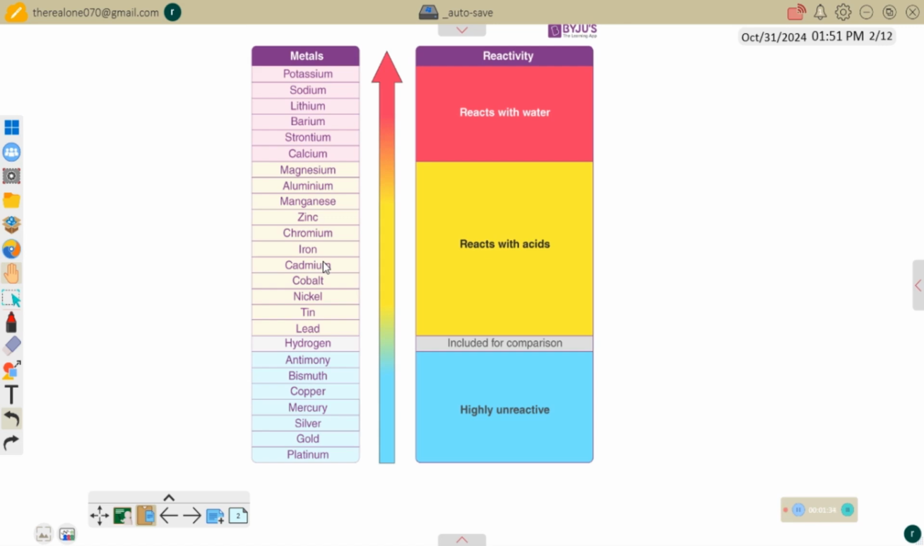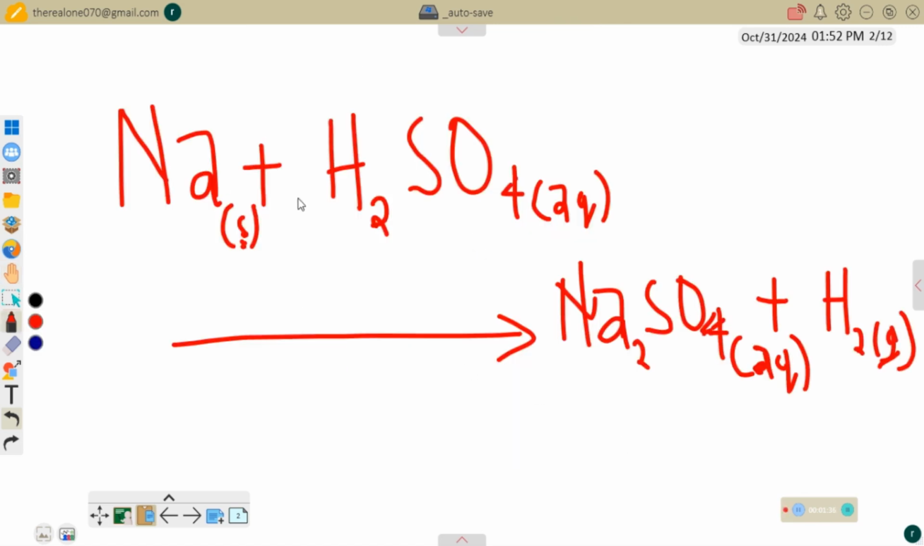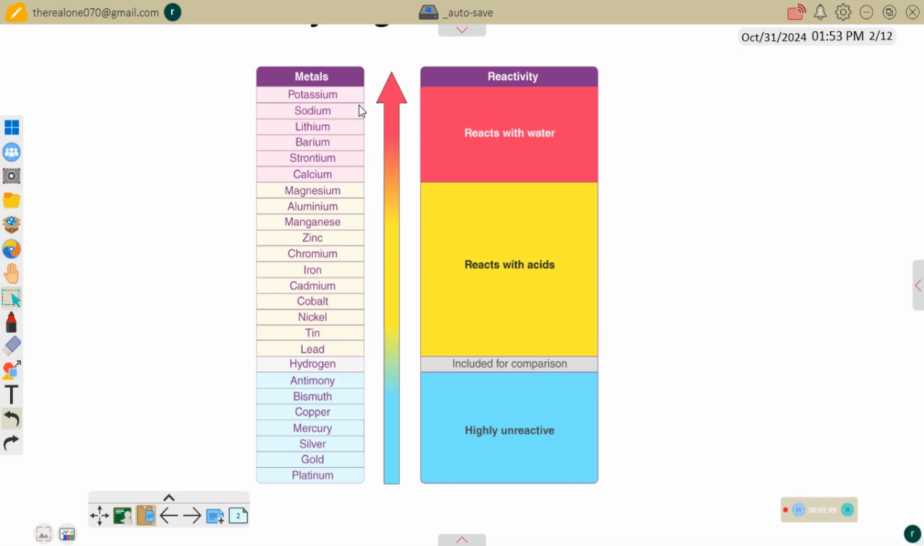Let's take, for instance, the chemical equation above. Now, you can see that sodium is reacting with tetraoxosulphate(VI) acid. If you consider the activity series, you will see that sodium is higher above hydrogen in the activity series. This is where sodium is found. And here is the position of hydrogen down the series.